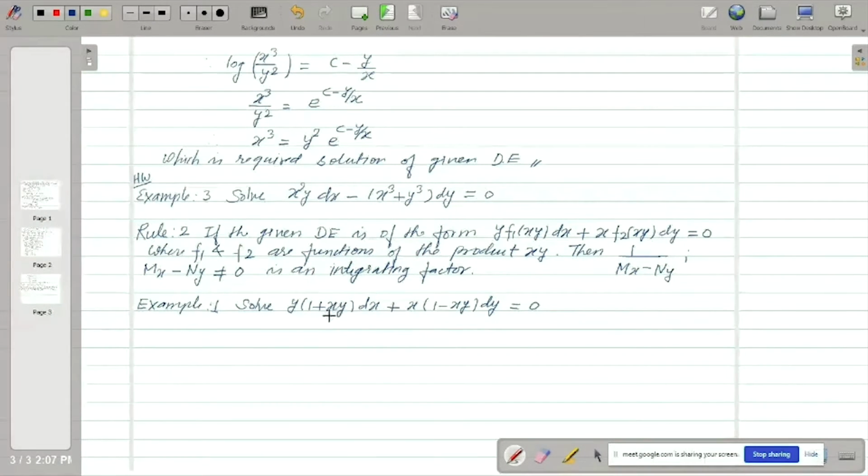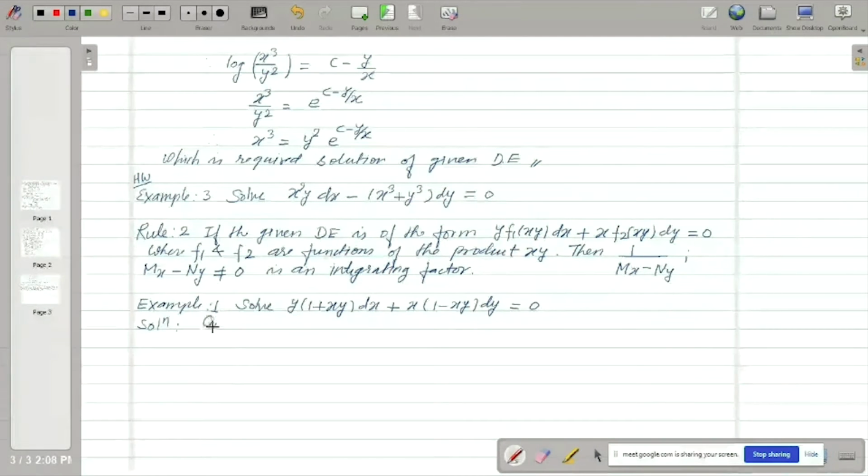So this is your f1, this is f2. So now, comparing, the given differential equation is of the form... we write the solution. So in the solution, what do I have to do first? We copy the given differential equation as it is.